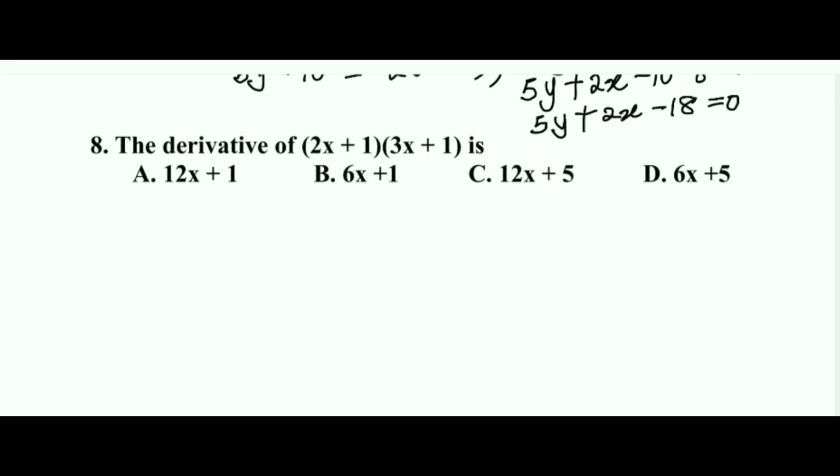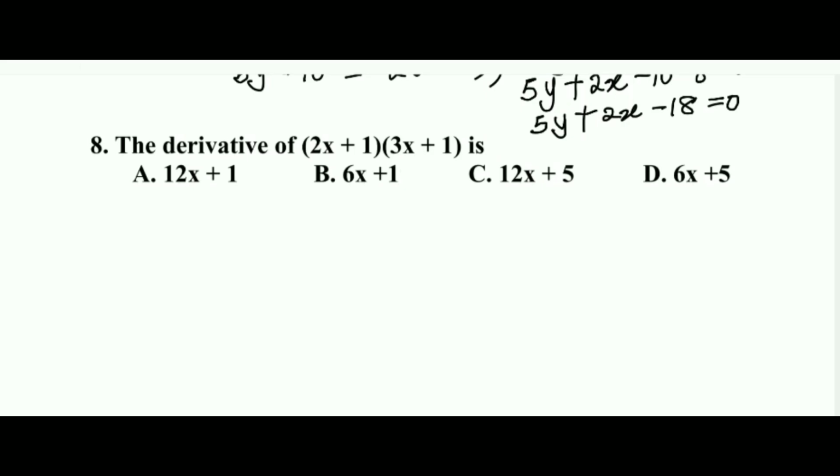The next question says the derivative of (2x + 1)(3x + 1) is what? You have two ways of solving this. I'm going to explain the two ways and then you are free to choose whichever way. This is a very straightforward question. The first way is to expand. You expand these and then you differentiate. That will be faster for you.